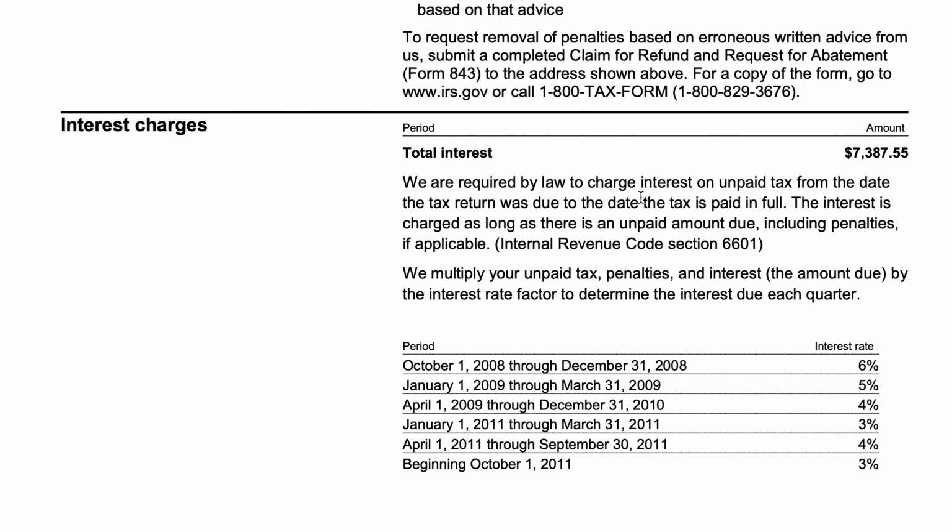Below this, we have the periods where interest is calculated. Usually interest rates are assigned on a quarterly basis. So for example, this quarter, the last quarter of 2008, it was 6%. And then the first quarter of 2009, it was lowered to 5%. And then for the rest of 2009 through all of 2010, it went down to 4%. Then it was down to 3%. Then it was raised back up to 4%. So those changes happen on a quarterly basis.